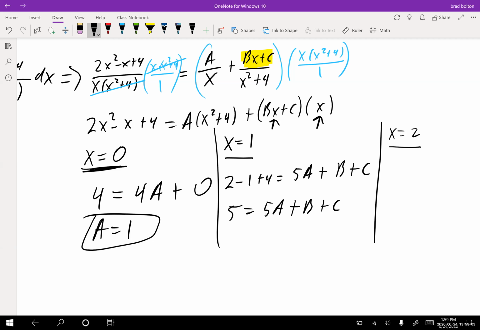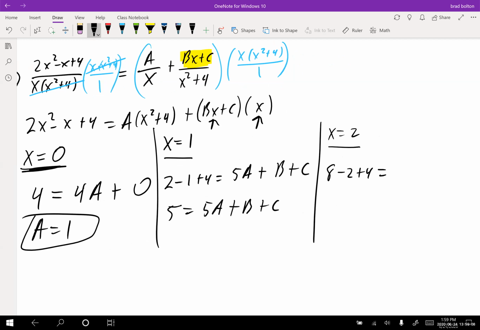So this will be 4 times 2 is 8, minus 2, plus 4 equals, well, that's 4 plus 4 is 8. So this is 8a plus, let's see, 2b times 2, so that would be 4b. And then 2c. So this will become 6 plus 4 is 10, which is equal to 8a plus 4b plus 2c. Okay, so that looks kind of rough.